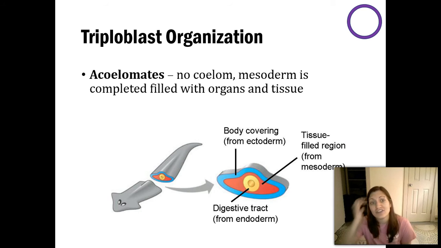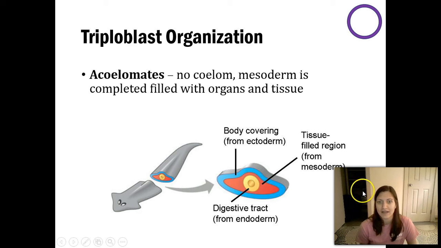Our next organization is acoelomate. These are organisms that lack a coelom. They do not have a body cavity. Now remember, we're talking about triploblast organisms. These organisms have an endo, ecto, and mesoderm. However, the mesoderm doesn't separate to create that body cavity.